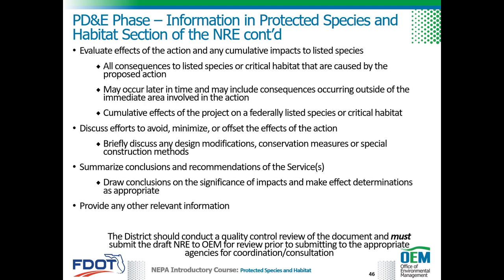The NRE should also discuss potential impacts to state listed species and include effect determinations for those species. The report should include information on other protected species likely to occur in the action area. The presence of natural communities should also be identified. Any species-specific surveys or permits that may be needed later in the process should also be discussed. This analysis and any coordination with the FWC or FDOT should be included in the NRE. The district should conduct a quality control review of the document and must submit the draft NRE to OEM for review prior to submitting to the appropriate agencies for coordination and consultation.